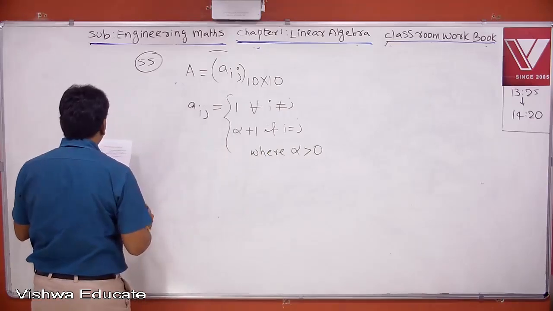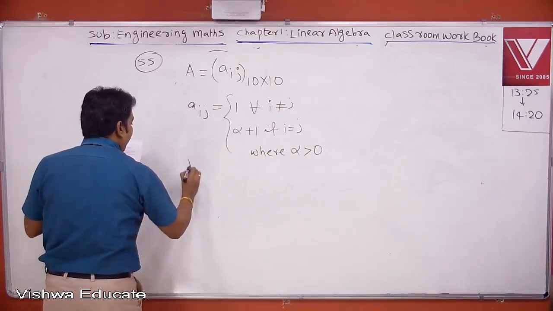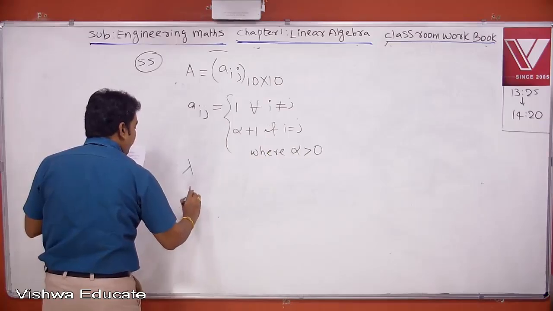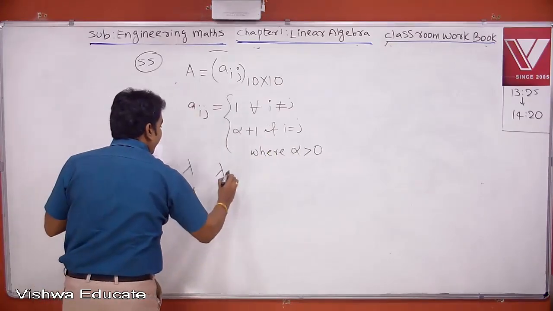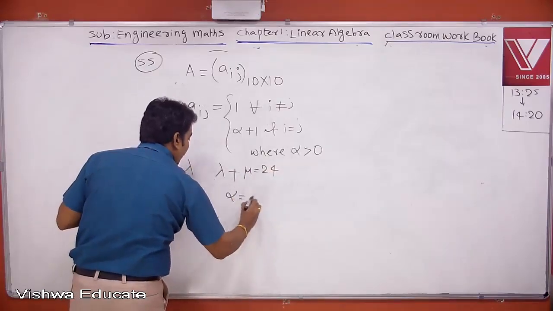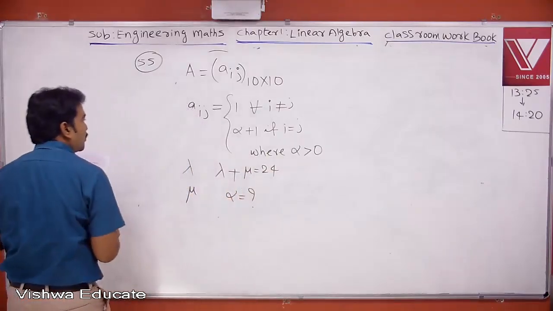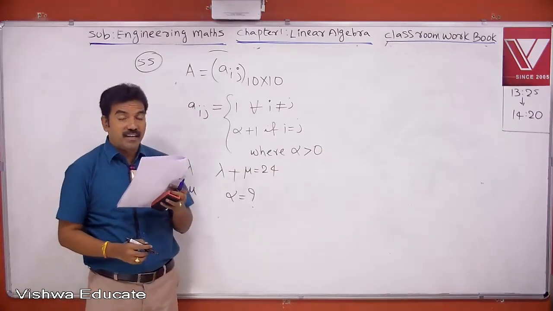Let lambda and mu be the largest and smallest eigenvalues of A respectively. Lambda is the largest eigenvalue, mu is the smallest eigenvalue of this matrix. And it is given that lambda plus mu equal to 24. So in that case, what is the value of lambda? This is my question. See, here my matrix size is 10 by 10.